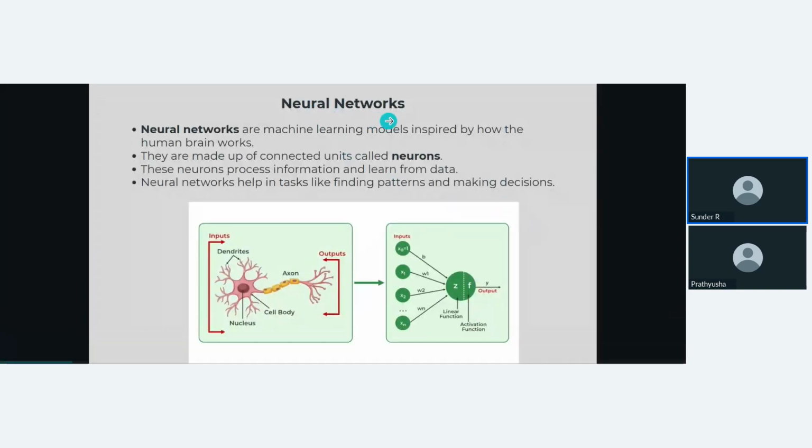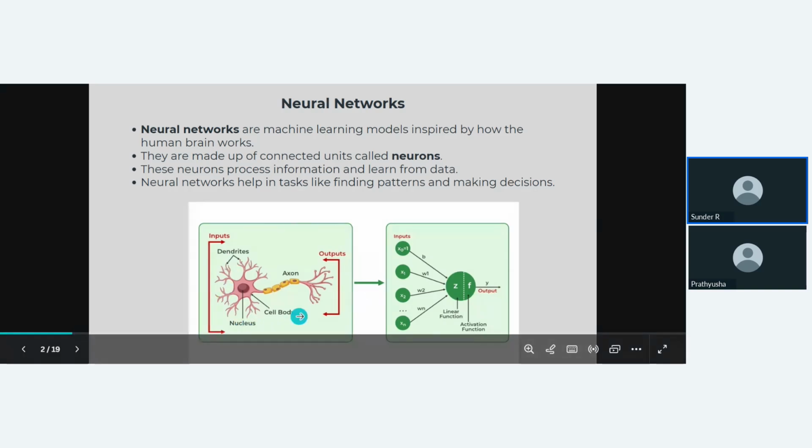So what are neural networks? Deep learning works based on these neural networks itself. Neural networks are like the building blocks. They work similarly to your human brain, right? If you see, there are dendrites and the nucleus, so this is one complete neuron. Here the inputs will be given, and finally the output will be shown at the end.